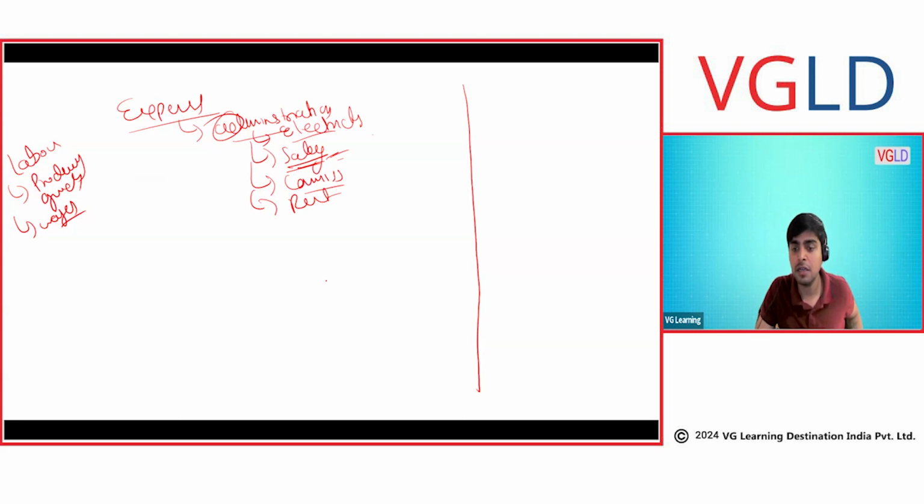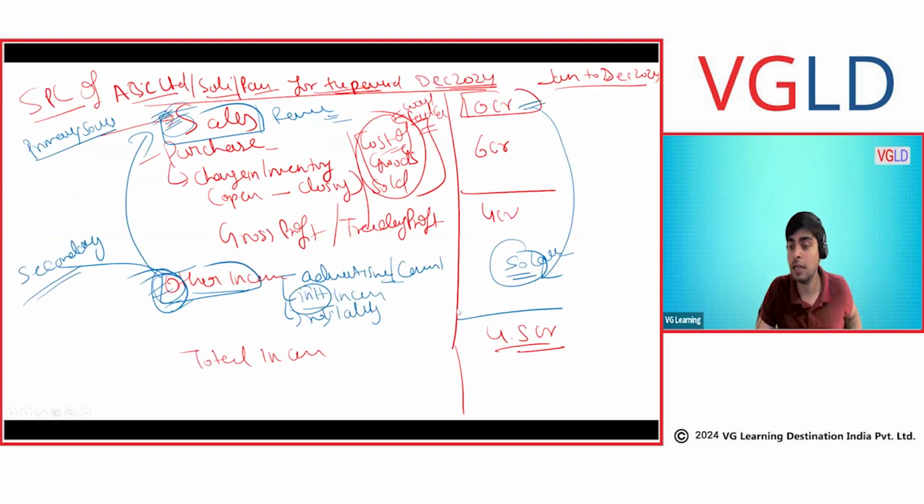Ankit, what was your question? No, 4.5 is not gross profit. 4.5 is total income. 4 crore is gross profit, Ankit. 4 crore is gross profit. 4.5 crore is basically the total income.